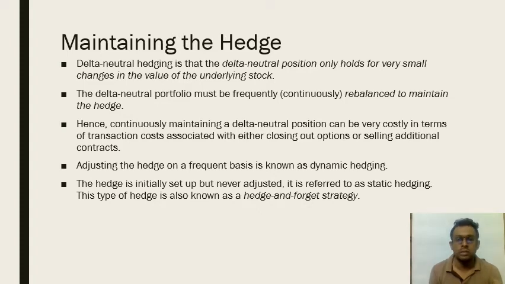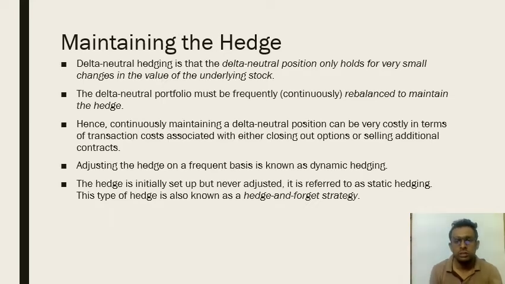For hedging purposes, for speculation it is possible, but for hedging we cannot have that much outflow of premium from our account. So that is one reason. So the delta neutral portfolio must be frequently rebalanced to maintain the hedge. If you want a delta neutral position, you'll have to rebalance the position again and again, because the delta changes. So continuously maintaining a delta neutral position is very costly.